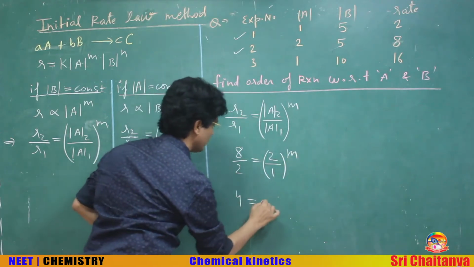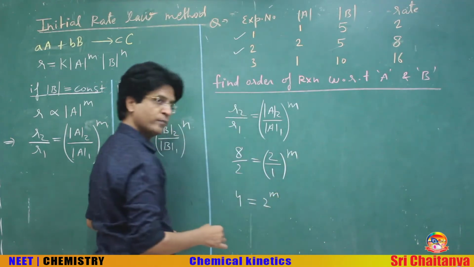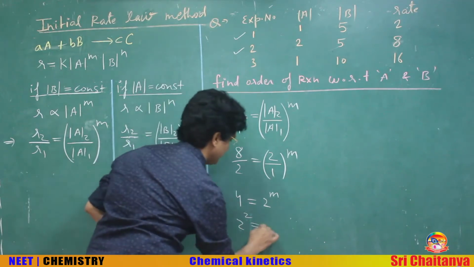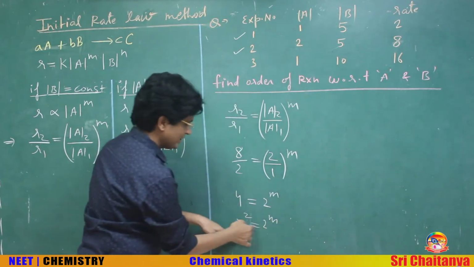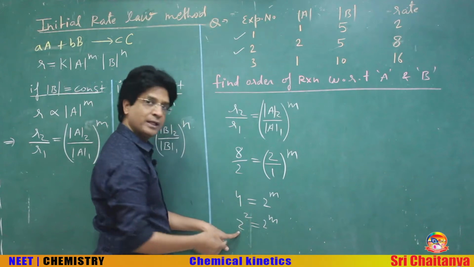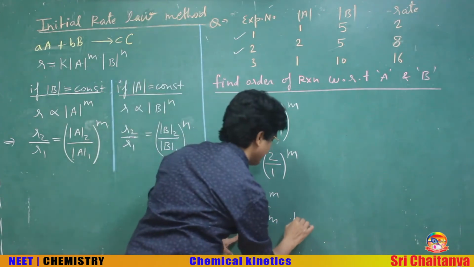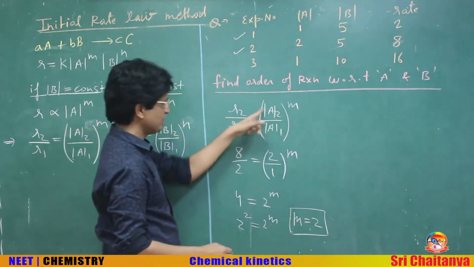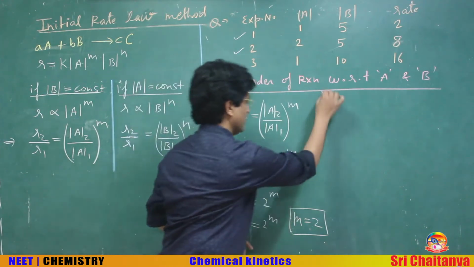This will be 4 equals 2 to the power of m. This 4 can be written as 2 square. That means 2 to the power of m. Now once the base is same, we can equate the power also. So from here I can say that m will be equal to 2. So order of reaction with respect to A will be 2.